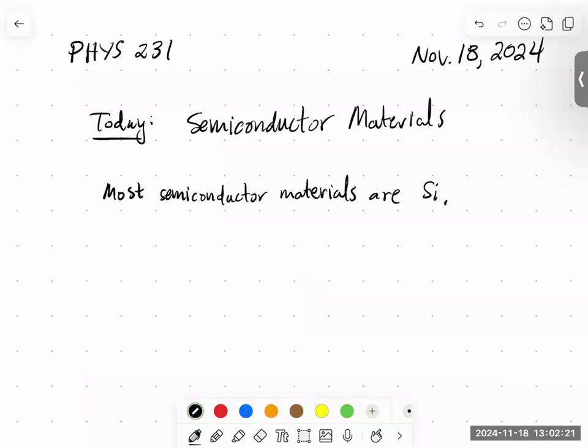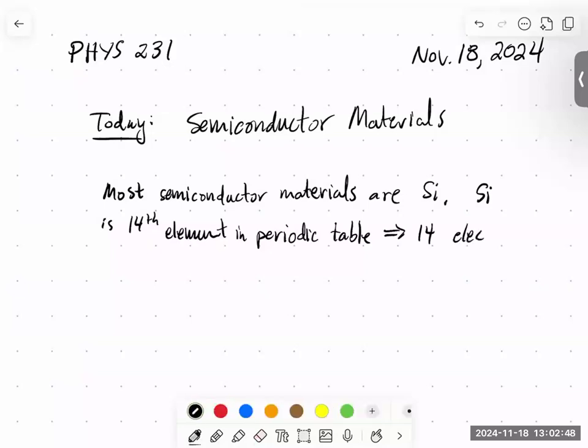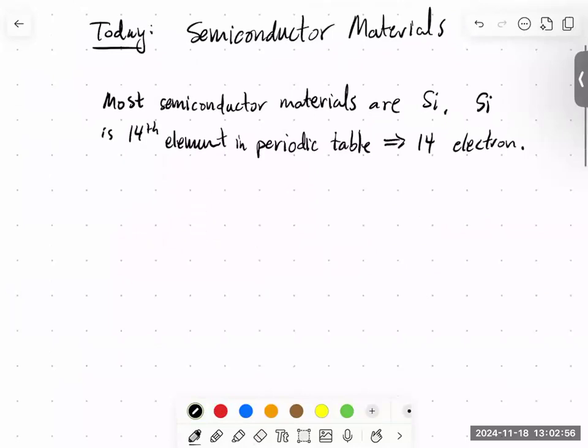Silicon is the 14th element in the periodic table. So that means it has 14 electrons. It also means it has 14 protons in the nucleus. So what we're going to care about mostly is the electronic structure of the silicon atom. So I'm going to draw kind of a cartoon of the silicon atom.